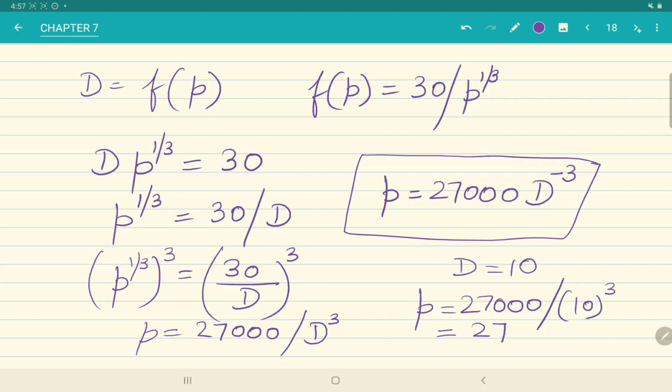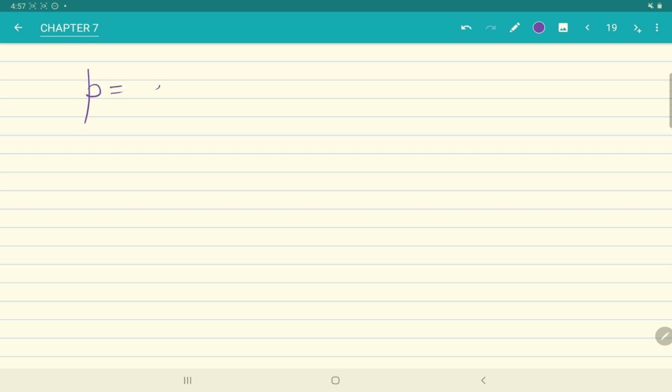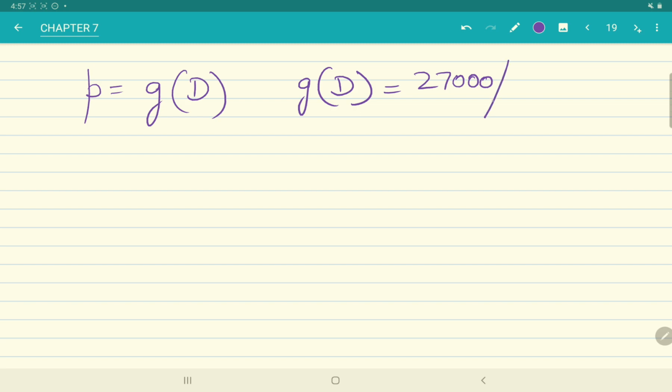So in this case, P is a function of D. Now the function can be written as P is equal to g of D, where g of D is equal to 27,000 divided by D cubed. So we see that the two variables, the demand quantity D and the price per unit P, are related in such a manner that allows each of them to be a function of the other.